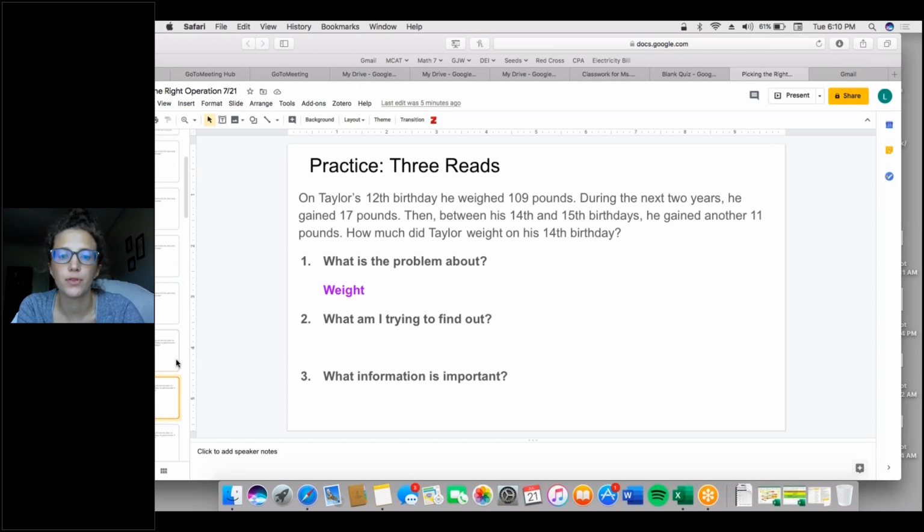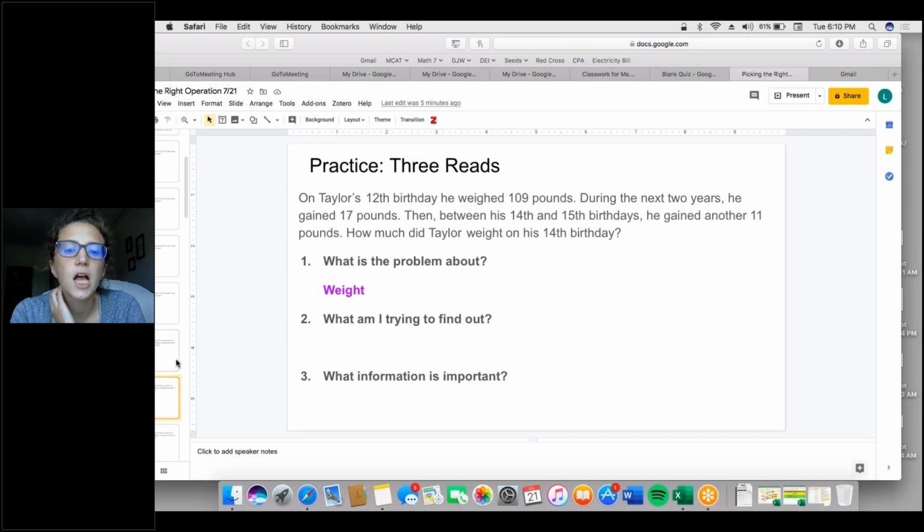On Taylor's 12th birthday, he weighed 109 pounds. During the next 2 years, he gained 17 pounds. Then, between his 14th and 15th birthdays, he gained another 11 pounds. How much did Taylor weigh on his 14th birthday?